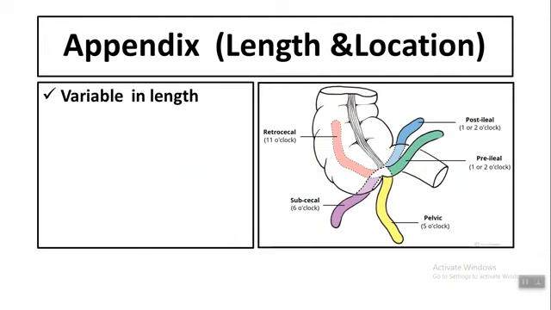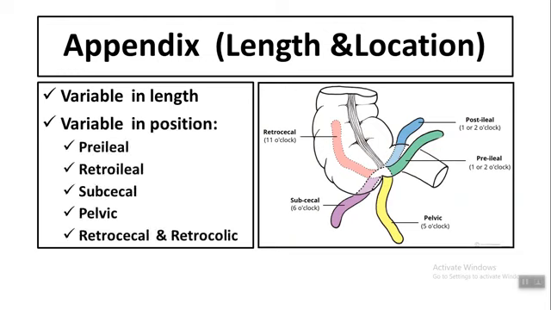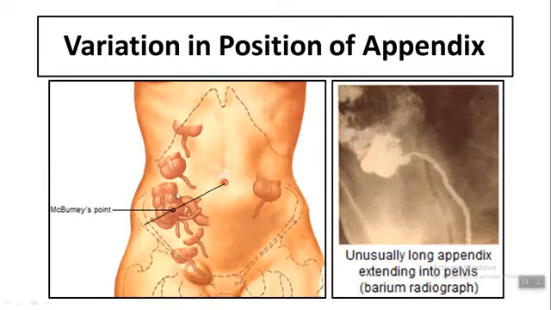Regarding the appendix length and location, first, it is variable in length, and it might be from 8 cm to 13 or 15 cm. And it is variable in position. It might be pre-ileal, retroileal, subcecal, pelvic, reaching the pelvic organs, or retrocecal and retrocolic, which is a common site. Here is another variation in the position of the appendix: an abnormal position of the cecum, and therefore an abnormal position of the appendix, and it might be on the left side in rare cases.